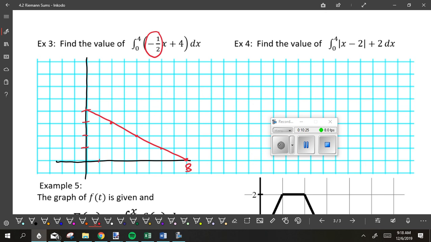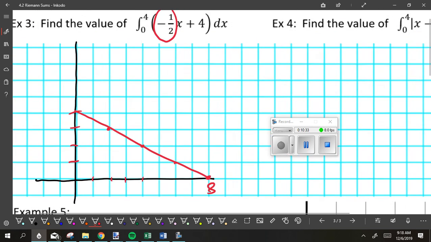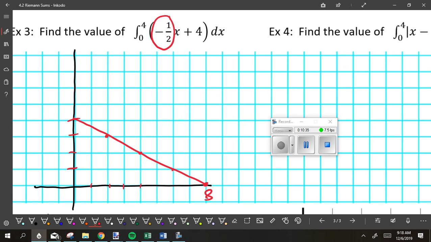1, 2, 3, 4. If I'm finding area under the curve, when am I finding the area under the curve here? From when to when? 0 to 4. Not the whole thing. Okay? You don't always find the area of the whole thing. Normally you don't. In this case, we are going from 0 until 4. So I'm starting at 0, 1, 2, 3, 4, and I'm going till right there.